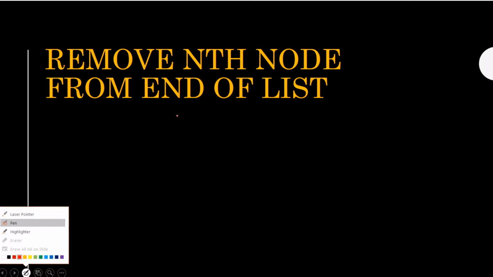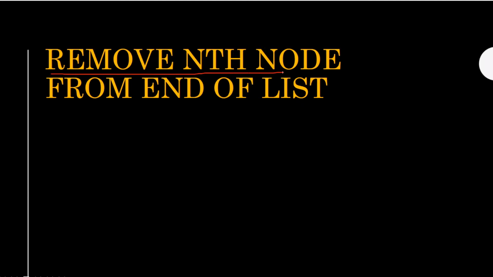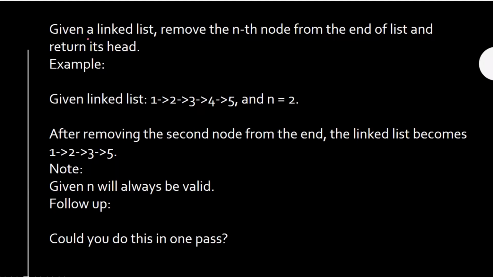What we'll be looking at today is a problem on removing the nth node from the end of a list, and we're going to approach this problem using ListNode. So given a linked list, you have to remove the nth node from the end of the list and return its head. Now this is an example.